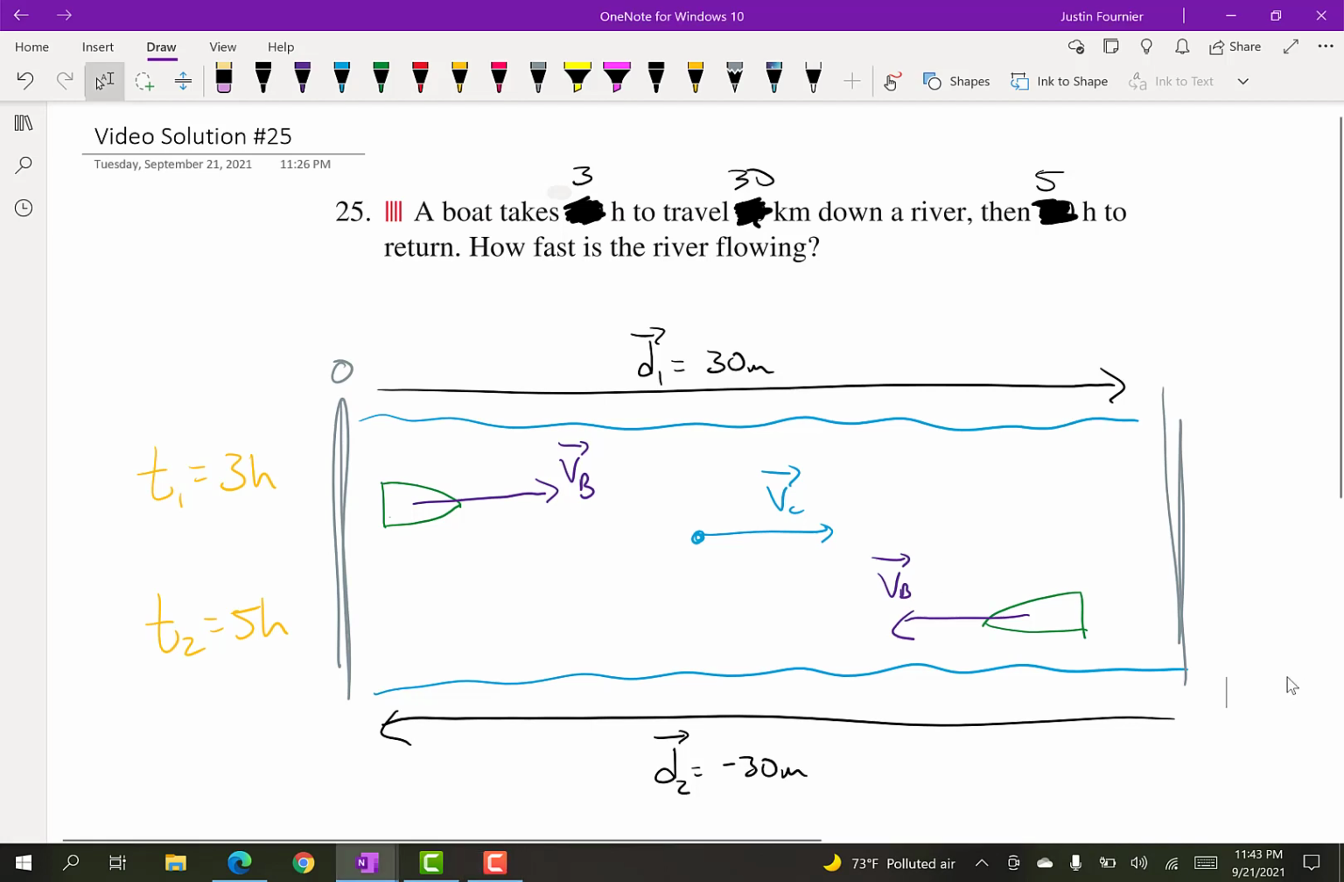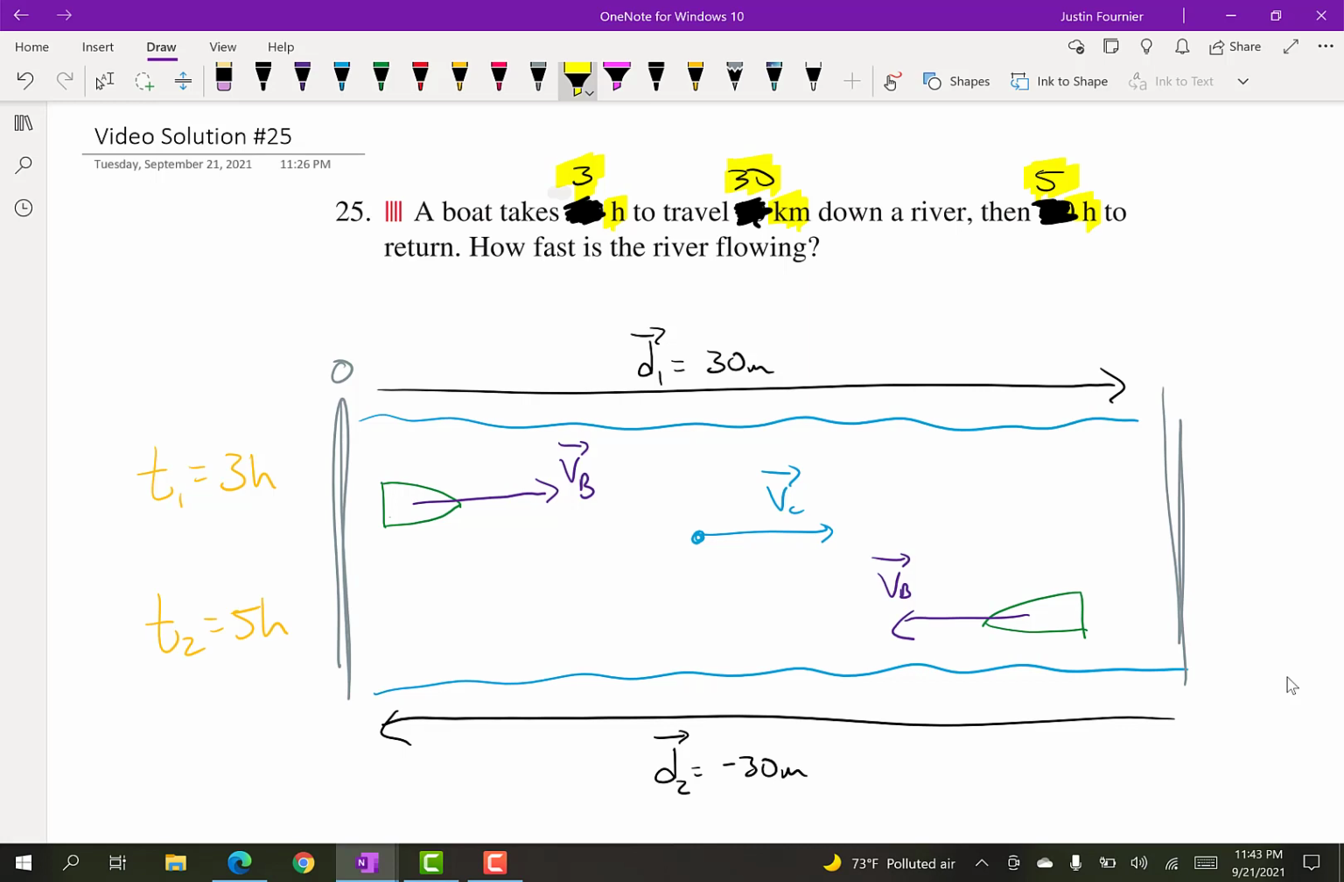I'm going to do a video solution for problem 25 from homework 3A, because that was requested. So let's do this. Number 25 basically says that a boat takes 3 hours to travel 30 kilometers down a river, then 5 hours to return. How fast is the river flowing?